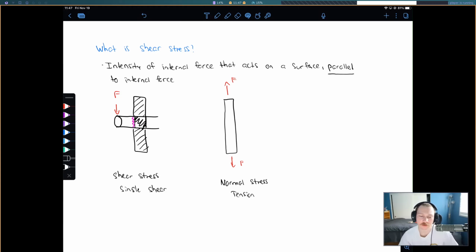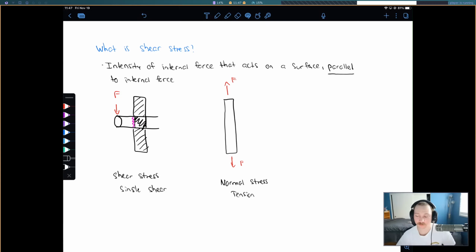This drawing here is single shear. What we are going to do in the lab is double shear. Same kind of thing, we just have two different surfaces that are going to be subjected to a shear force. The formula for shear stress, well, it's a stress formula, right? So we get our shear force divided by the cross-sectional area. That's it. I'm sure everyone knows this, but you gotta say it.